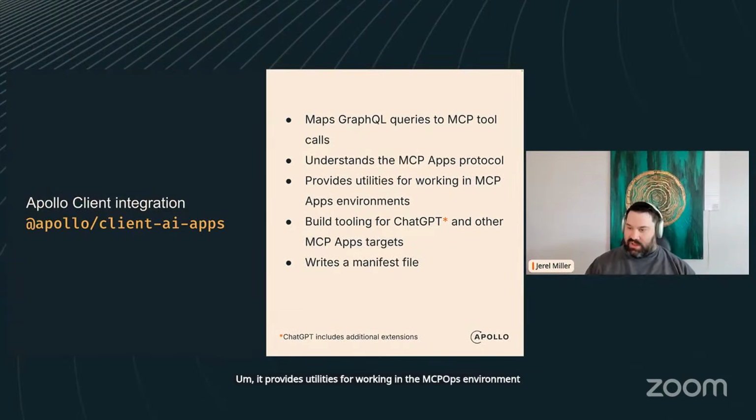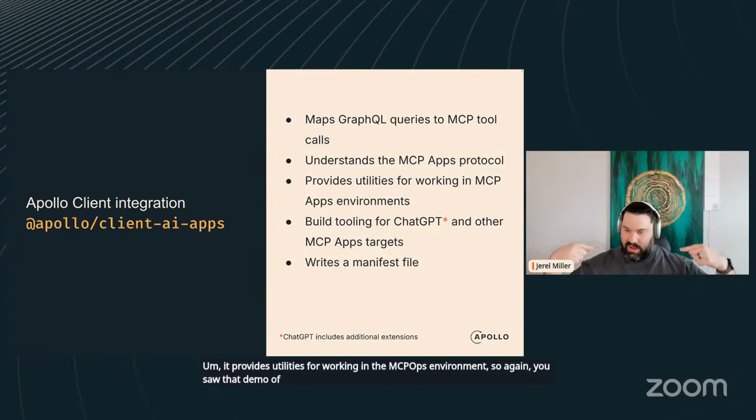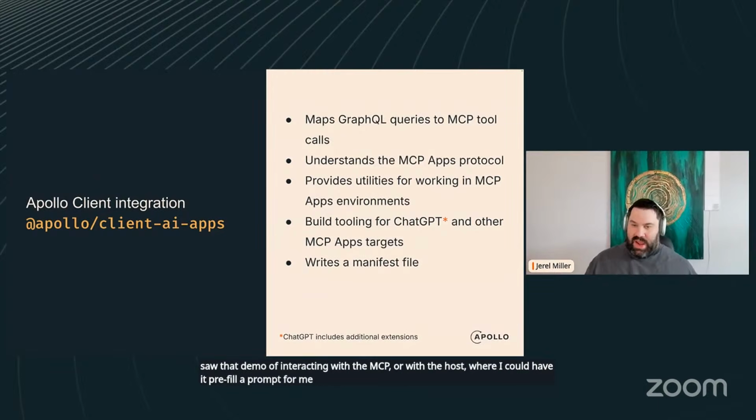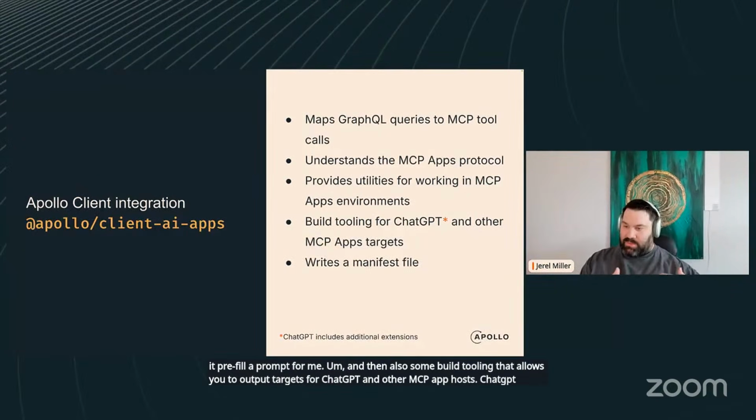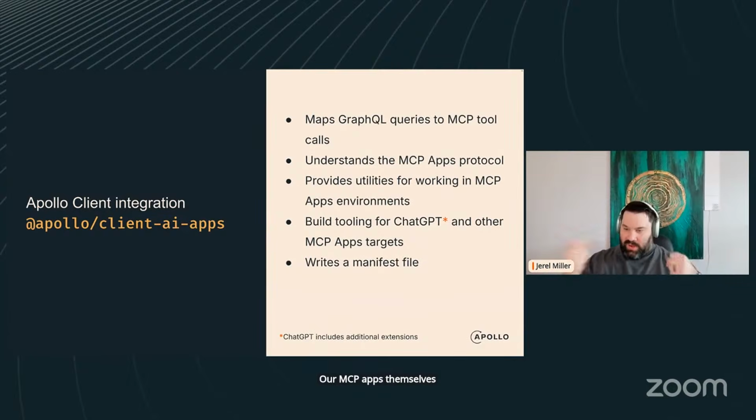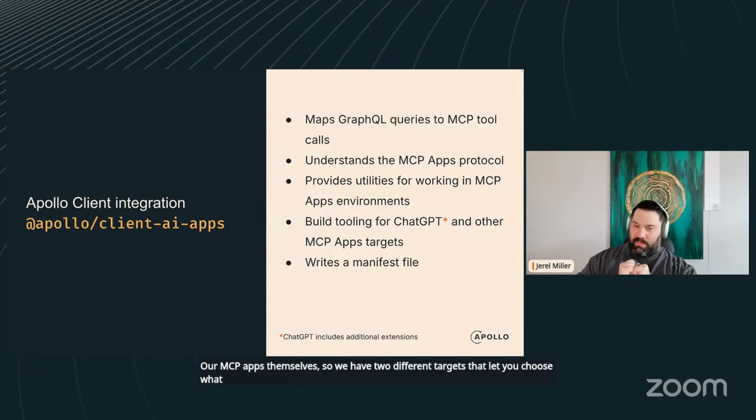So again, you saw that demo of interacting with the host, where I could have it pre-fill a prompt for me. And then also some build tooling that allows you to output targets for ChatGPT and other MCP apps hosts. ChatGPT is MCP apps plus some additional extensions that aren't available to MCP apps themselves. So we have two different targets that let you choose what you want to output to.